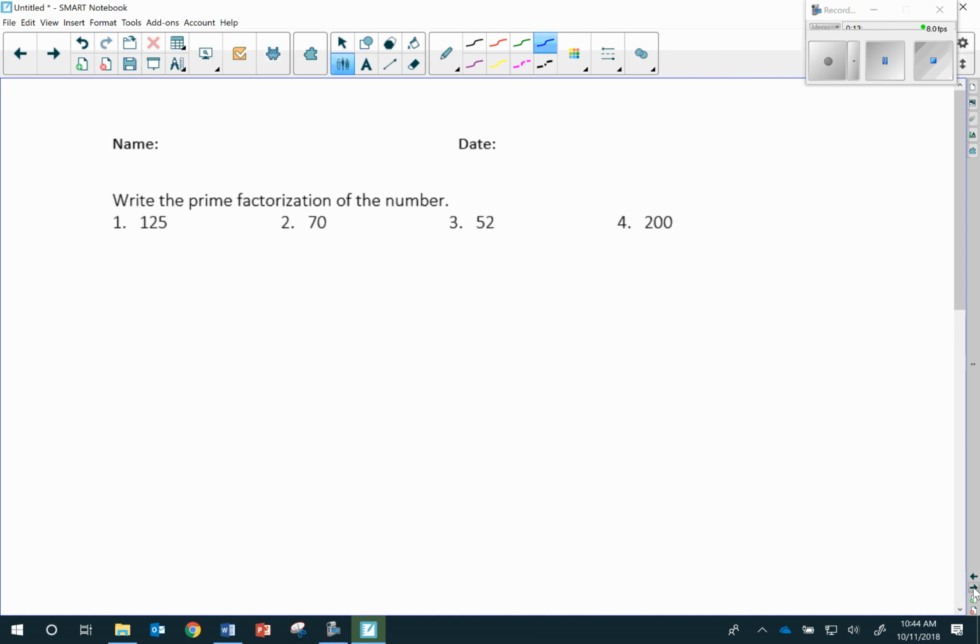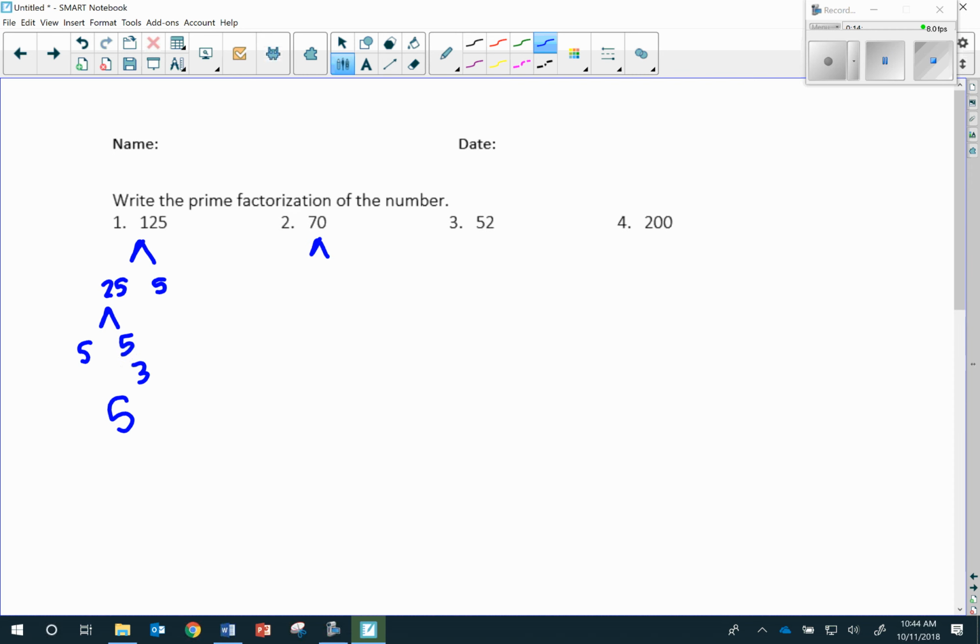The last set of review problems for this section is just doing the prime factorization of the following numbers. So let's start with 125. That can be broken down into 25 and 5. Again, 25 can be broken down into 5 and 5. 5 is a prime number and cannot be broken down further. So your prime factorization here is 5 cubed.